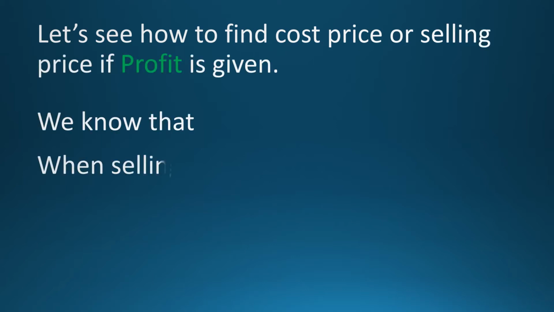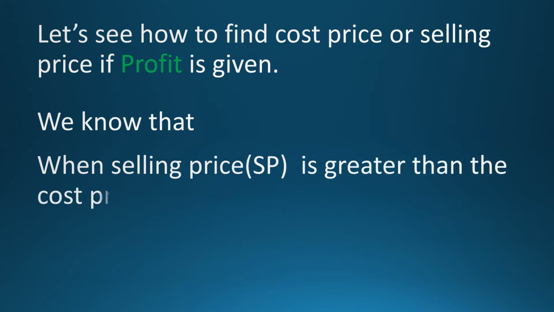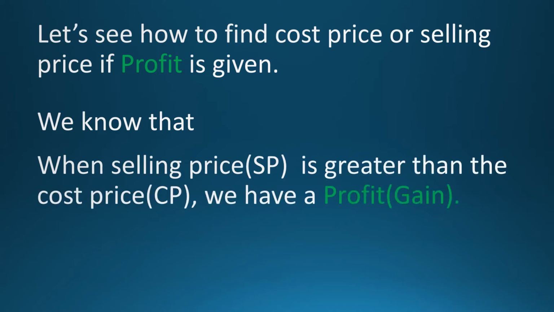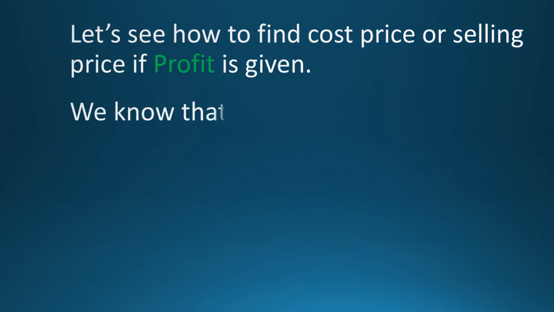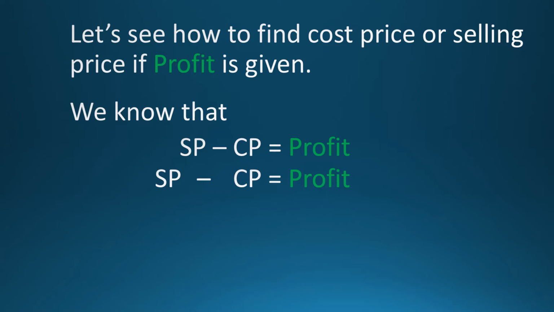We know that when selling price is greater than the cost price, we have a profit. So profit is equal to SP minus CP. From this formula, we can derive two more formulas. How? Remember, if we take a digit to another side of the equal to sign, positive becomes negative and negative becomes positive. See, we have minus CP. If we take minus CP to another side of the equal to sign, it becomes plus CP.